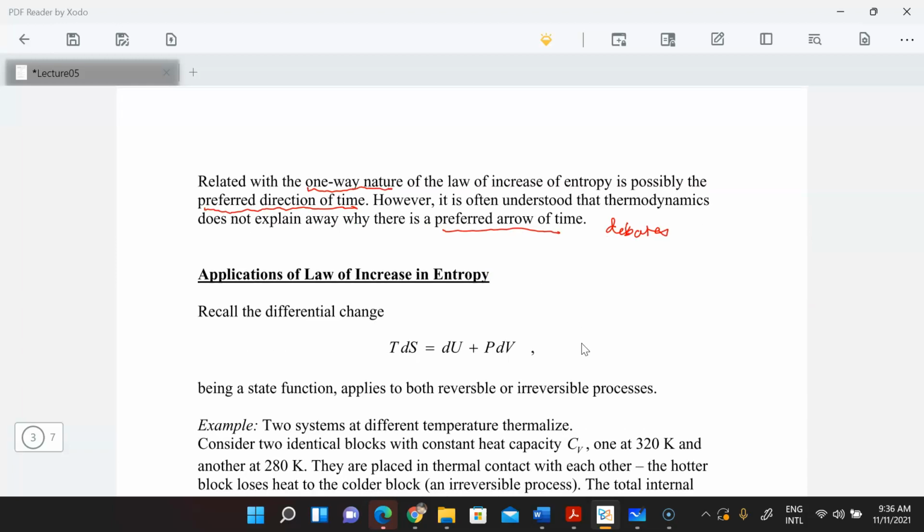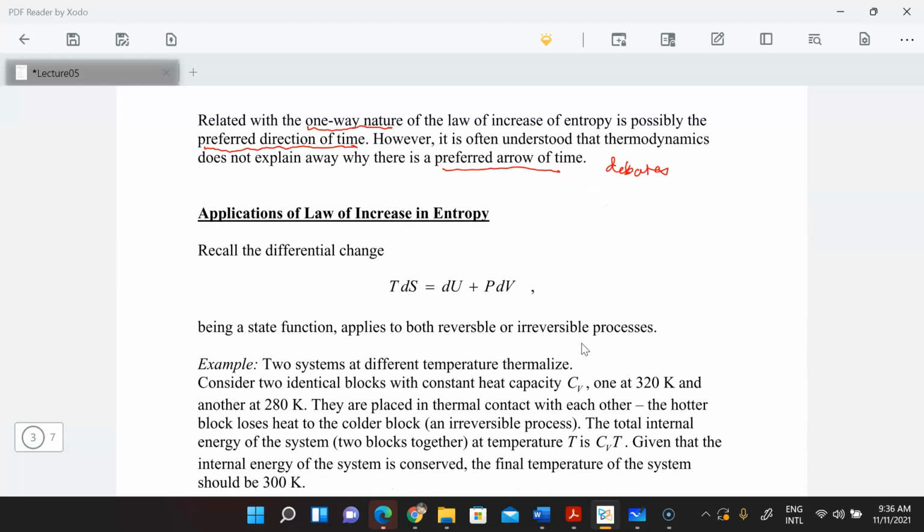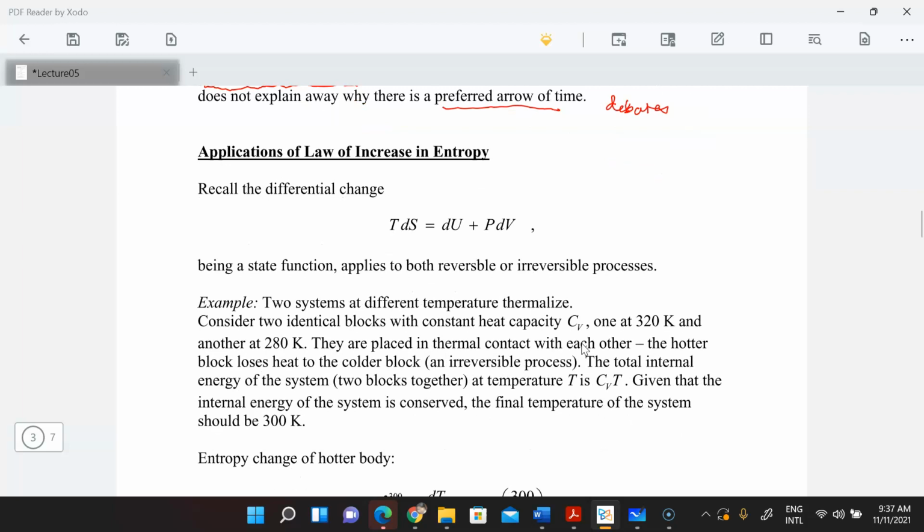Okay. So the next thing we want to do is to see how we can apply this law of increase in entropy to certain examples. All of these are actually in the book. I've tried not to take too much from that book. I'm just more or less putting it in a note form, so that you are able to read it more easily than just reading the book.